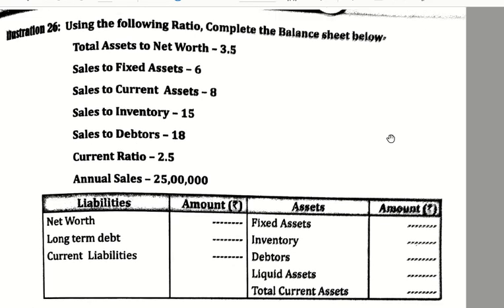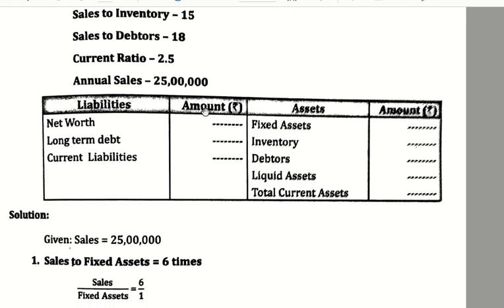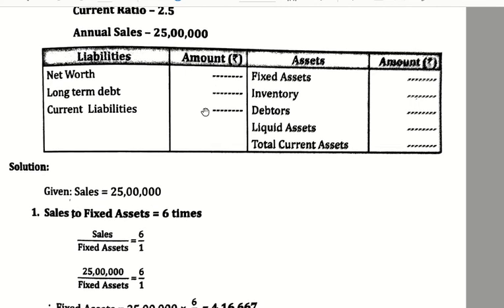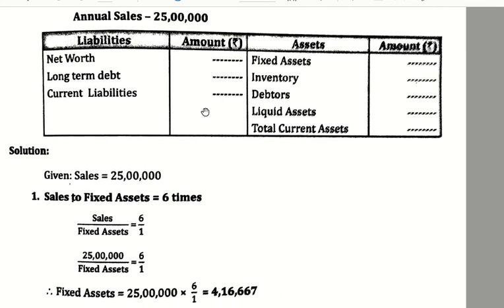So our next question: using the following ratios, complete the balance sheet below. Total assets to net worth is 3.5. Sales to fixed asset is 6. Sales to current asset is 8. Sales to inventory is 15. Sales to debtors is 18. Current ratio is 2.5. Annual sales is 25 lakhs.